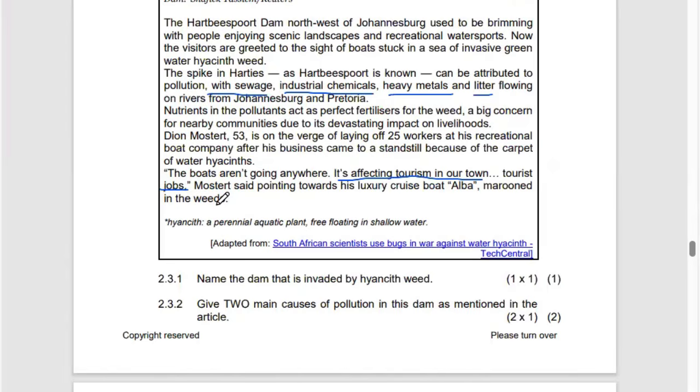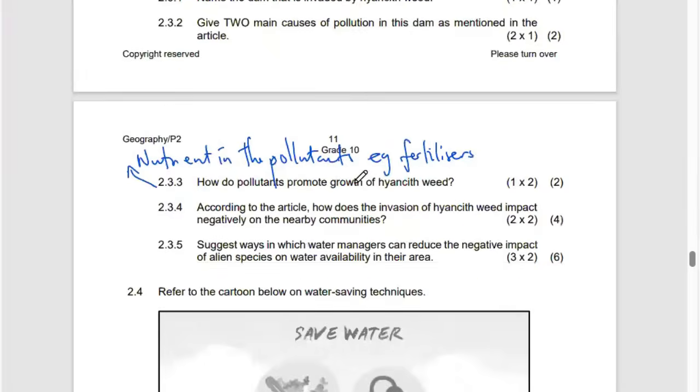So it's affecting the very critical sector, which is tourism. And also because of that, the workers in the sector are also affected. And business also is coming to a standstill because of the carpet of the water hyacinth. Related businesses to activities involved in leisure in the dam, they are also brought to a standstill because of the invasion of the dam by the hyacinth. So it poses a very negative implication on tourism, on businesses, and also it ultimately affects the jobs of people involved in such sectors. Right.